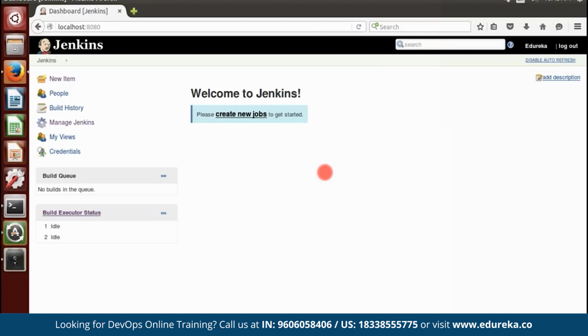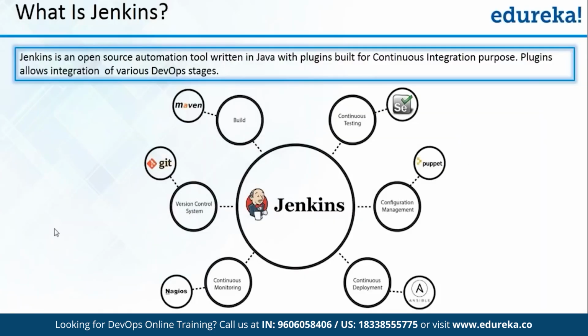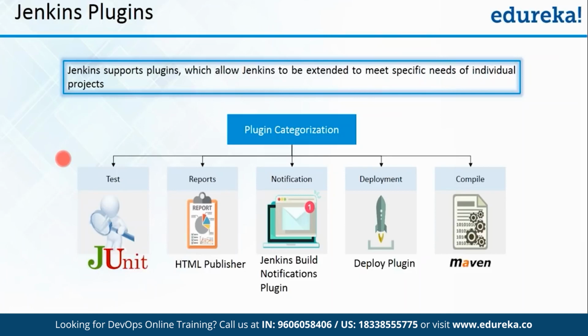Now let us go back to our slides. Let us move forward and see what are the various categories of plugins. As I've told you earlier as well, Jenkins achieves continuous integration with the help of plugins. Alright, and Jenkins supports well over 1,000 plugins, and that is a major reason why Jenkins is so popular nowadays. So the plugin categorization is there on your screen. There are certain plugins for testing like JUnit, Selenium, etc. When we talk about reports, we have multiple plugins, for example, HTML Publisher. For notification also, we have many plugins, and I've written one of them, that is the Jenkins Build Notification plugin. When we talk about deployment, we have plugins like the Deploy plugin. When we talk about compile, we have plugins like Maven and so on.